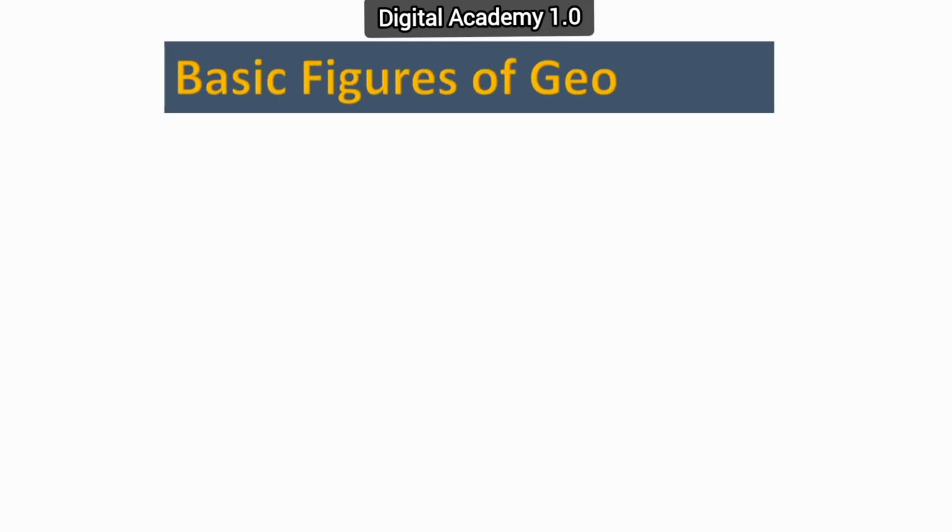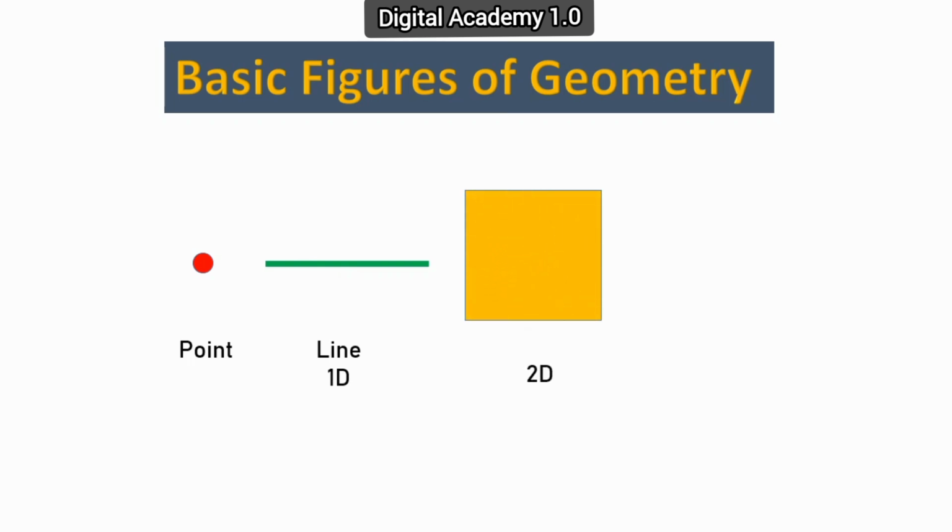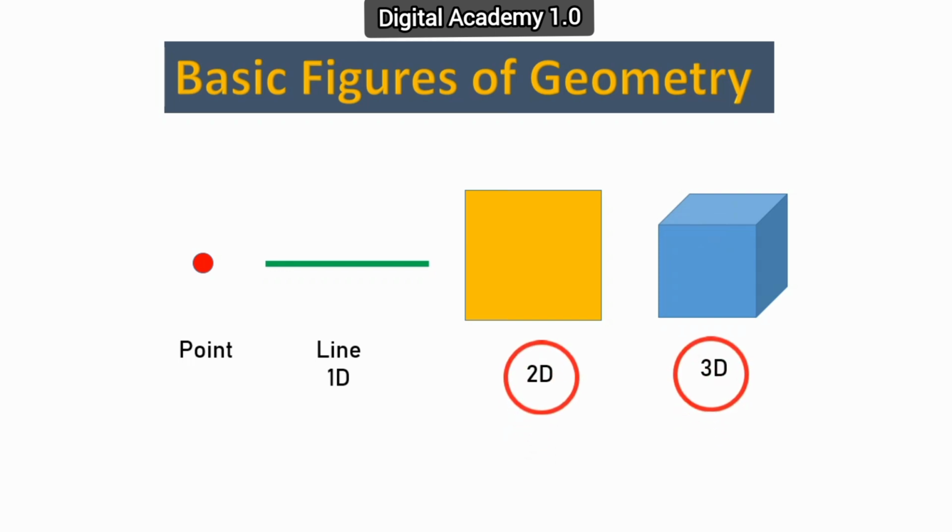In this video you will be able to know about basic figures of geometry with explanation by using diagrams. So let's start. 1. Point. Has no dimensions, only position. 2. Line. A line is one-dimensional. 3. Plane. Is two-dimensional, 2D. 4. Solid. Is three-dimensional, 3D. But here we will cover both 2D and 3D shapes separately.